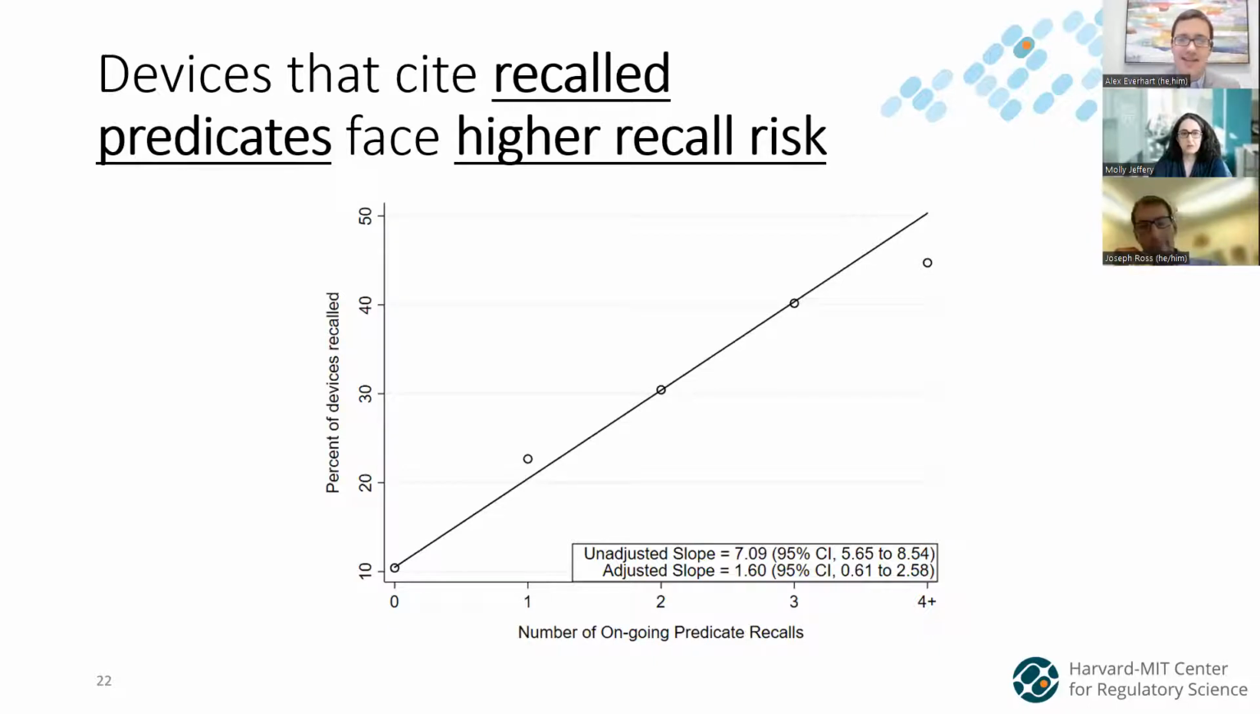Finally, we find devices that cite recalled predicates have higher recall risk. About 5% of 510K devices in our sample were compared to a predicate that had an ongoing recall at the time the applicant device came to market. Each additional ongoing predicate recall is associated with a 7.1 unadjusted percentage point increase in the probability of experiencing a recall. We find that the effect size decreases substantially after adjusting for other predicate characteristics, product type, and manufacturer to a 1.6 percentage point increase in recall probability for each additional ongoing recall. However, that's still about a 15% relative increase compared to the mean recall probability.